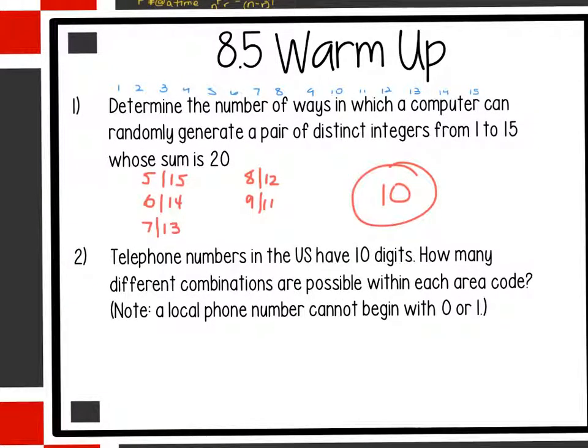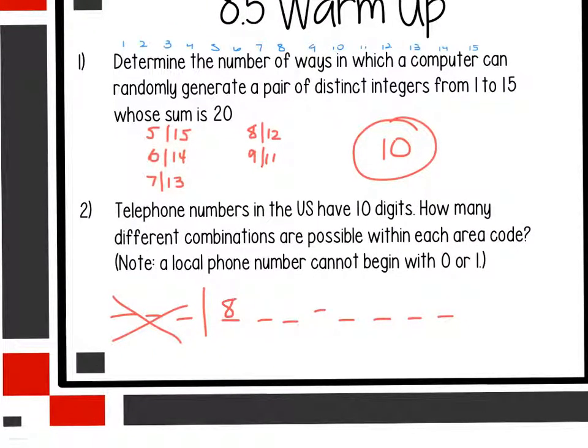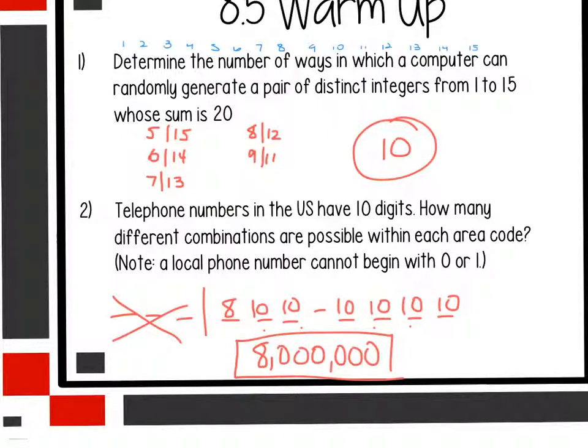Number 2 says telephone numbers in the U.S. have 10 digits. How many different combinations are possible within each area code? Note, a local phone number cannot begin with 0 or 1. So technically there's 10 numbers in a phone number, but they're saying within an area code, which means the first 3 numbers are already set. If the first number cannot be a 0 or 1, how many choices do you have for that first number? 8. Then how many for each remaining number? 10. So that is 8 followed by 1, 2, 3, 4, 5, 6 zeros, or 8 million combinations.